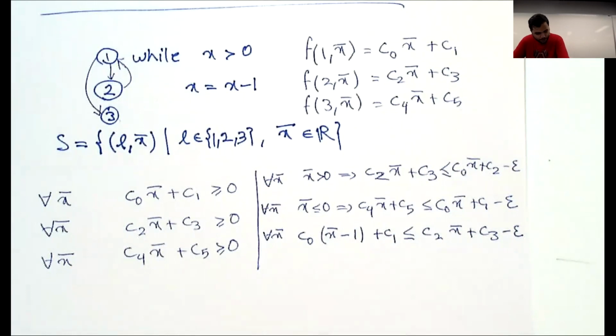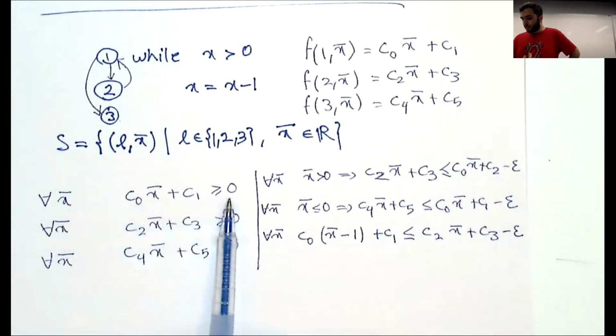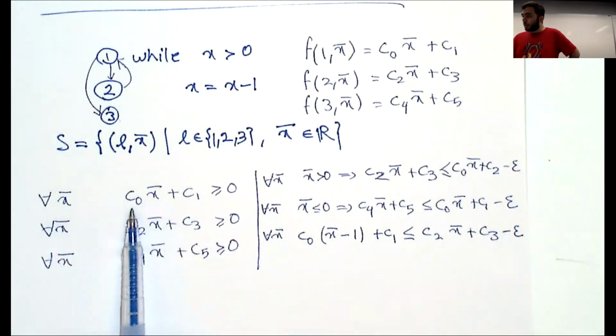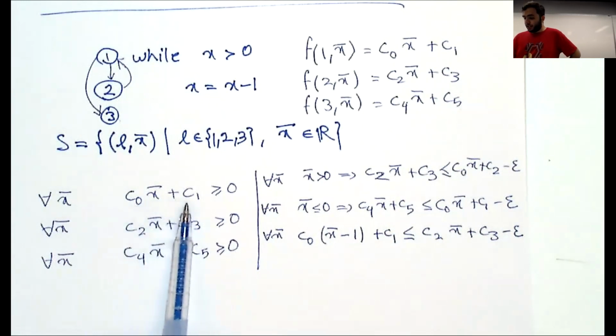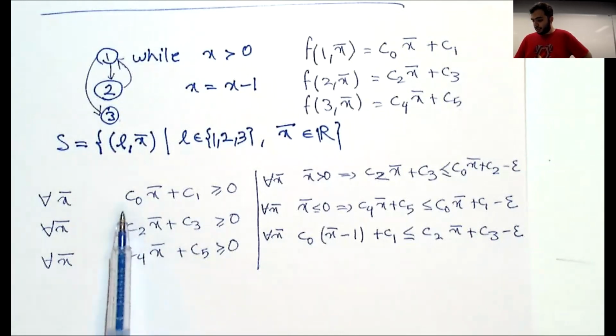Well, let's see what happens. Here, I should have C0 x plus C1 greater than or equal to 0, and this should hold for every value of x. So the only way I can do this is if C0 is 0, and if C1 is a positive or non-negative constant, right? And then the same thing happens here and here. So all of these have to be 0. So C0, C2, and C4 have to be 0.